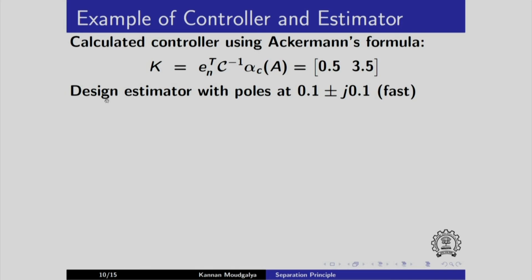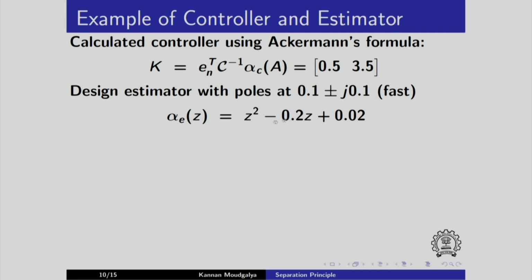Now suppose that we want to design an estimator with poles at 0.1 plus minus j times 0.1. You can notice that these poles are a lot closer to the origin as compared to the controller poles. As a result, the estimator is a lot faster. So normally we choose estimator poles to be a lot faster, so the control law uses the correct estimates of the state. So we have taken the estimator poles a lot closer to the origin.